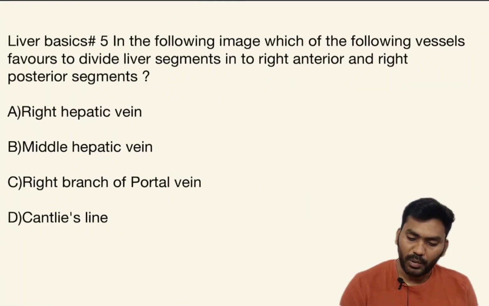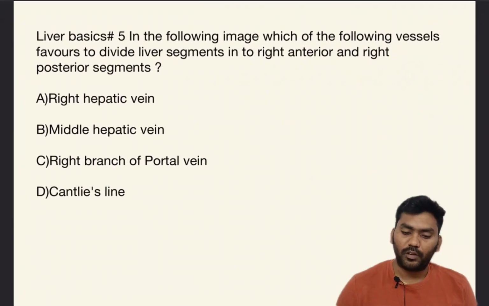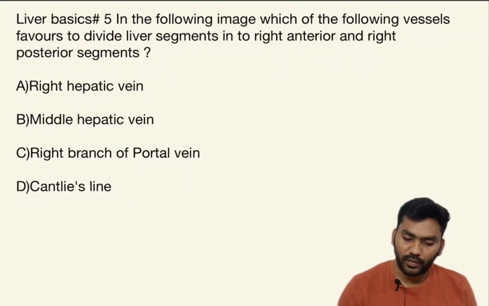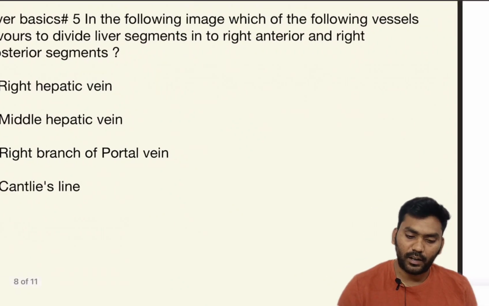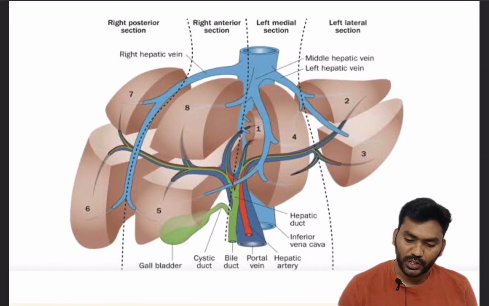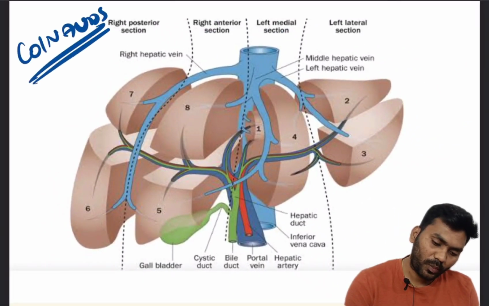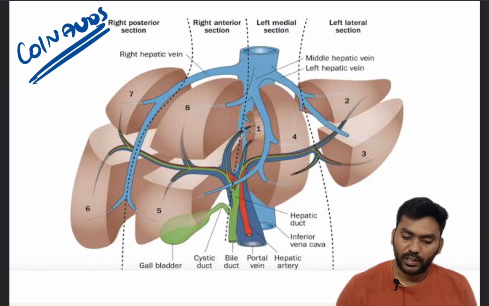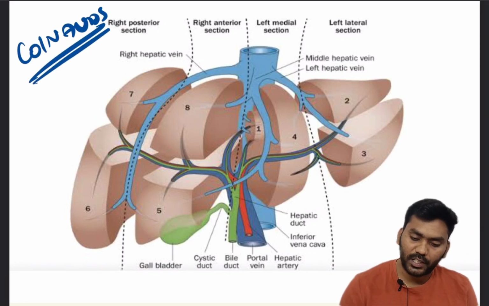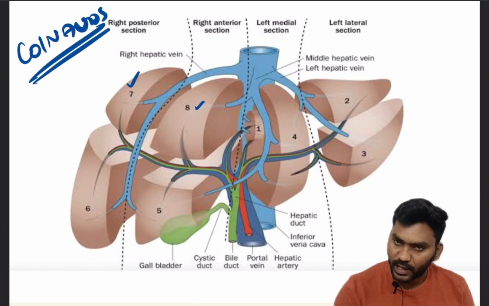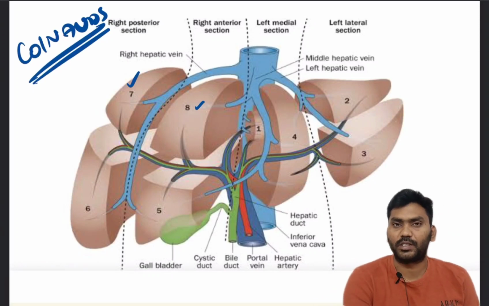Okay. Coming to the fifth question, in the following image, which of the following vessels helps to divide the liver segment into the right anterior and right posterior segment? This question is based on the Couinaud classification. In this picture they have asked which of the following structures will help in dividing the right hemiliver into right anterior and right posterior. So let us have some discussion about the Couinaud classification.